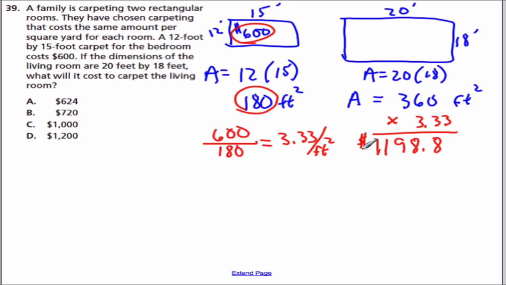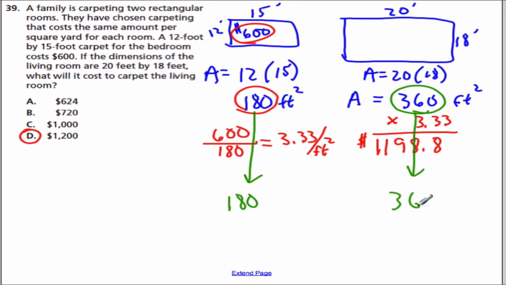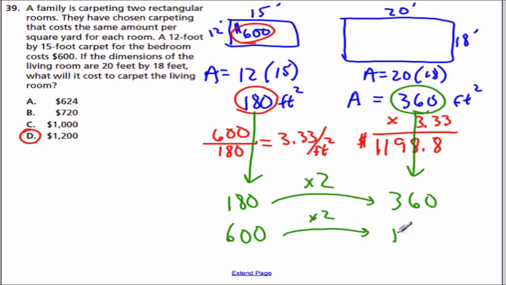What is that closest to? 1,200. So D would be our best answer here. Now some of you might have noticed this is 180 square feet. And this, for the living room, was 360 square feet. Well, 180 times 2 is 360. If this costs $600, I can multiply that by 2, and I know that the living room is going to cost double, or about $1,200. Depends on how you saw it. Either way, you're going to get your answer D.